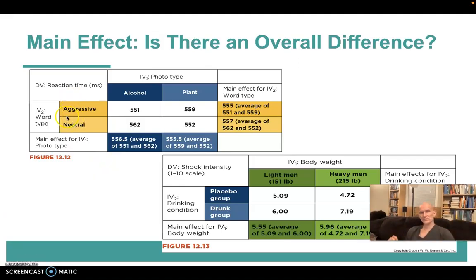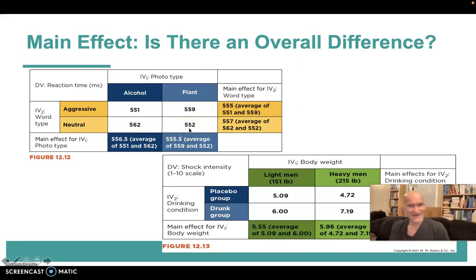So two variables, the photo type, right? Alcohol versus plant, and word type, aggressive versus neutral, and our dependent variable was reaction time. So remember, we have 4 cells: aggressive words preceded by an alcohol-related photo, neutral words preceded by an alcohol-related photo, aggressive words preceded by a plant photo, or neutral words preceded by a plant photo, right? These are our 4 cells.